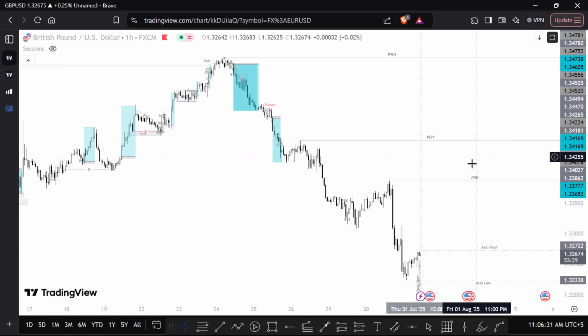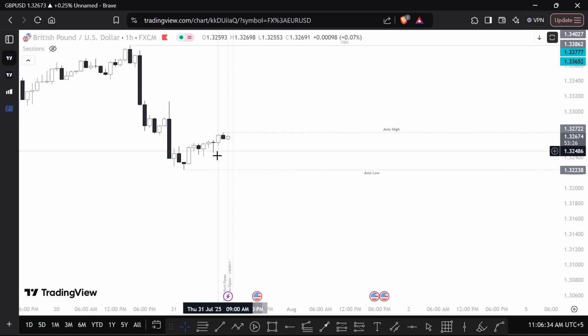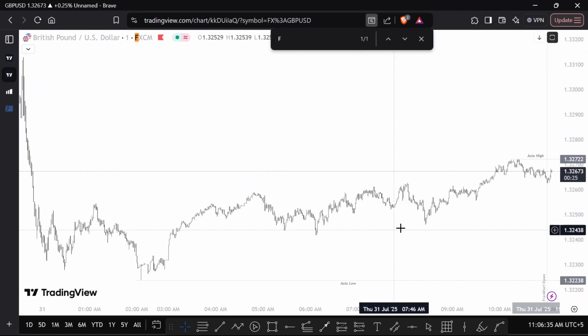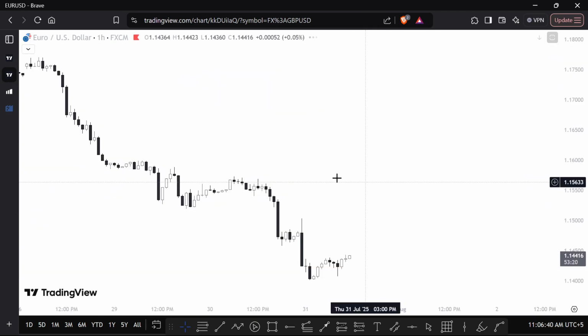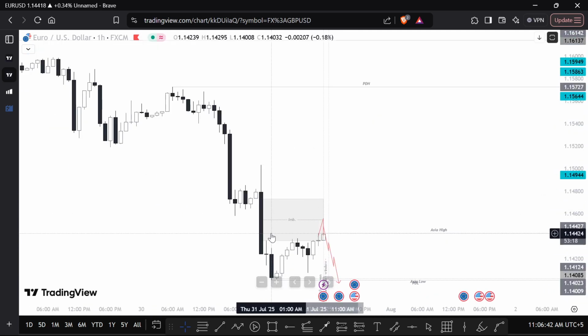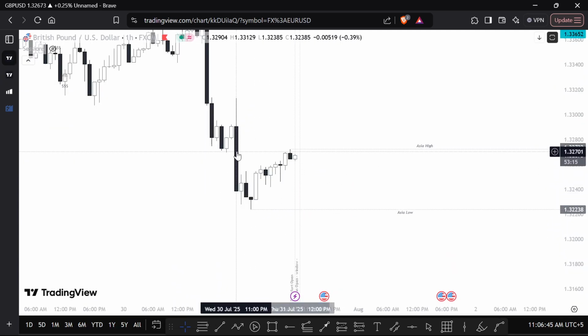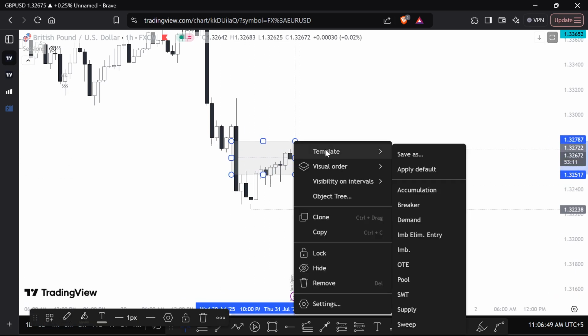If we look at it at H1, the same imbalance on GBP USD is there as it was on EU. The same imbalance we had on EU, we also have it on GU. That's the imbalance, mark it out.